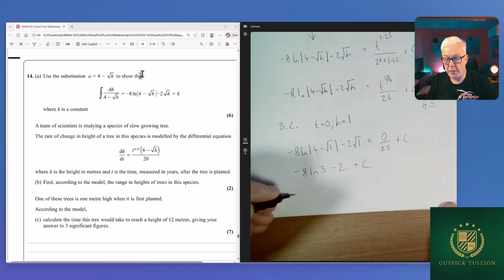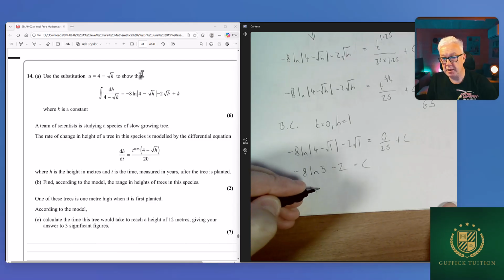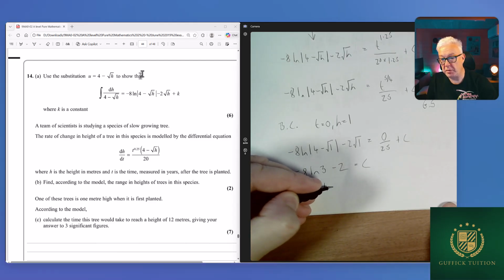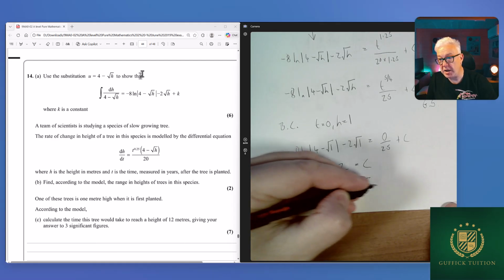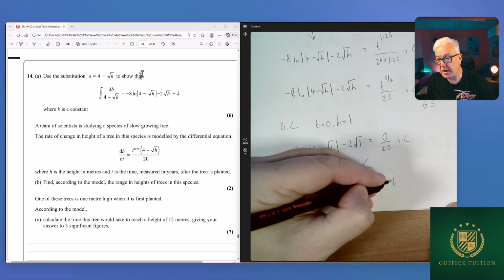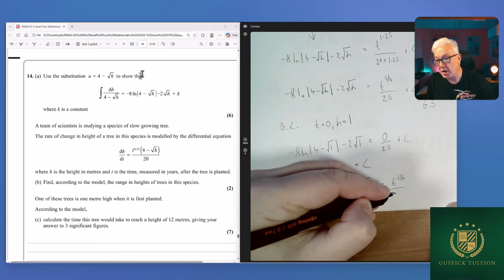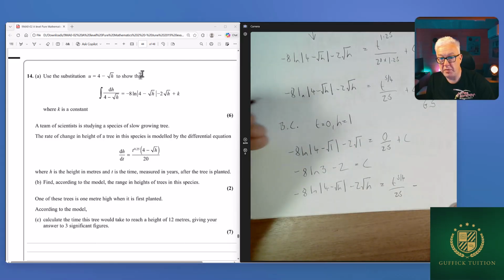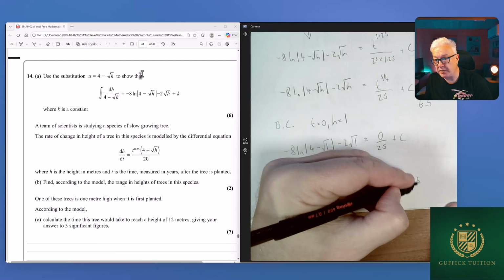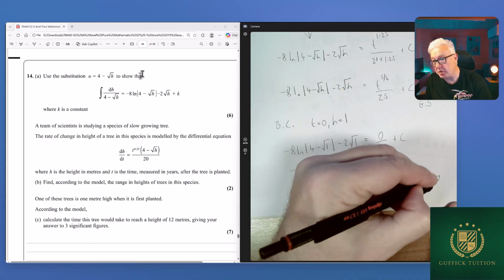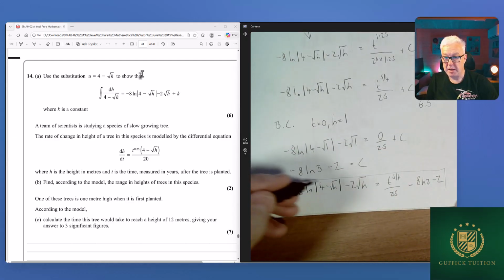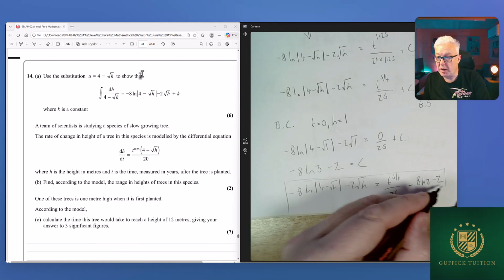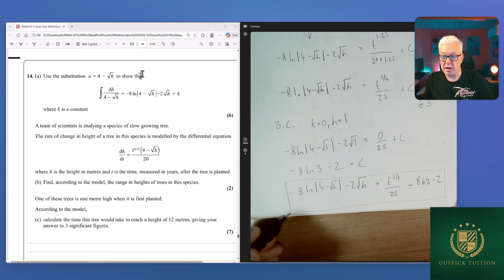So what we call our particular solution now is minus 8 ln modulus 4 minus root h minus 2 root h is equal to t to the 5 over 4 over 25 minus 8 ln 3 minus 2. And that is our particular solution there. So we're almost done now. Quite a cumbersome looking kind of thing there.